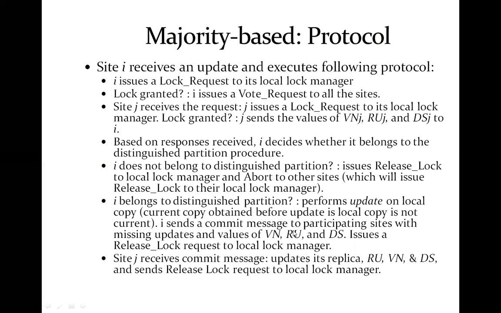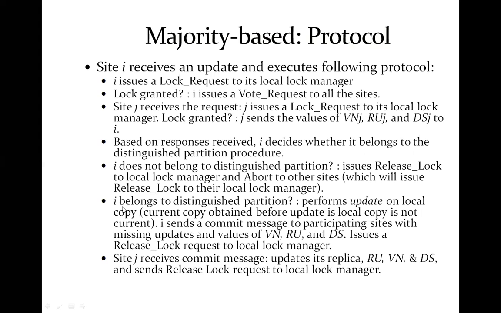and then site I will send a commit message to all the participating sites about the missing updates, as well as the value of the version number, because it has updated, so the version number will be changed. How many sites are participating, so RU will be changed, as well as what the distinguished sites are, this will also be updated. And then it issues the local release lock request to the local manager, because the job is over.